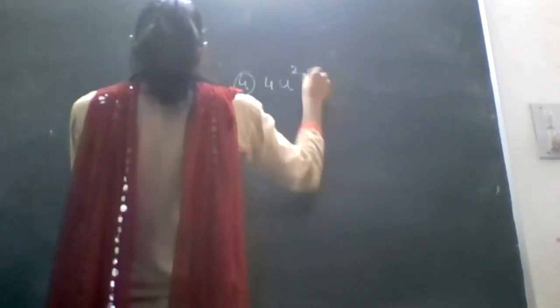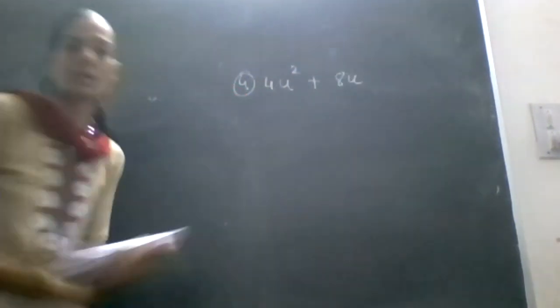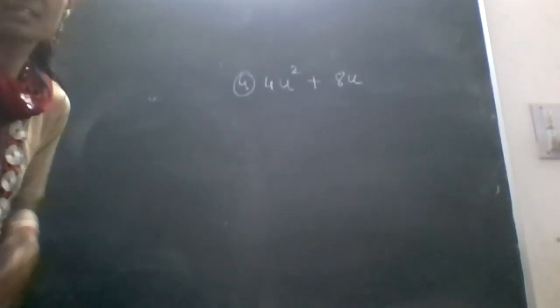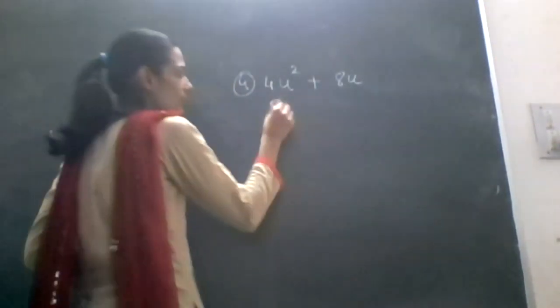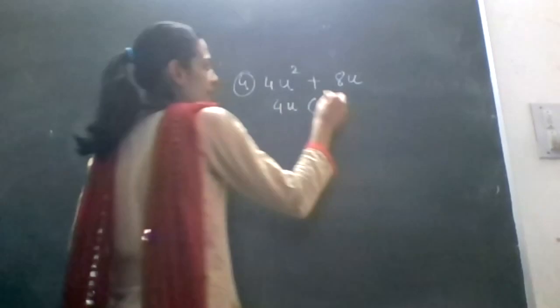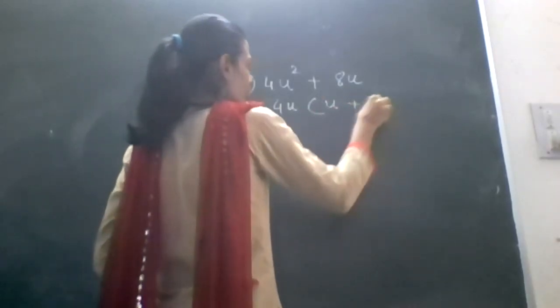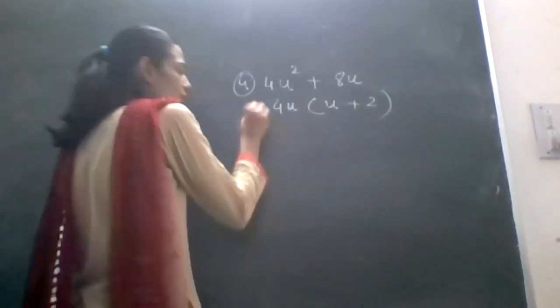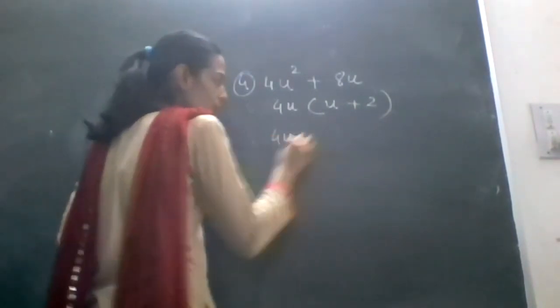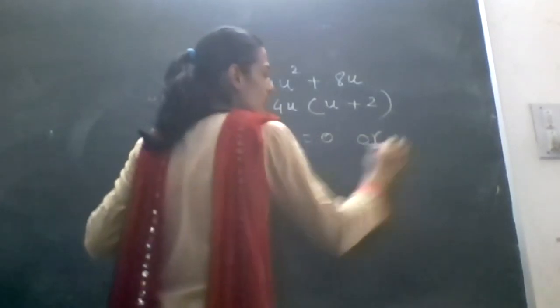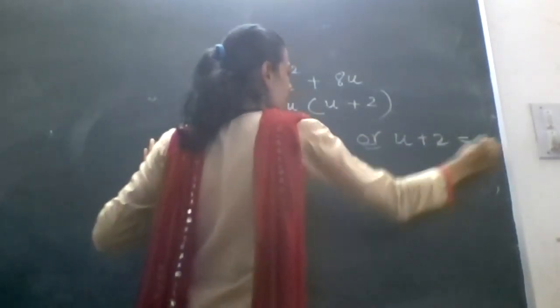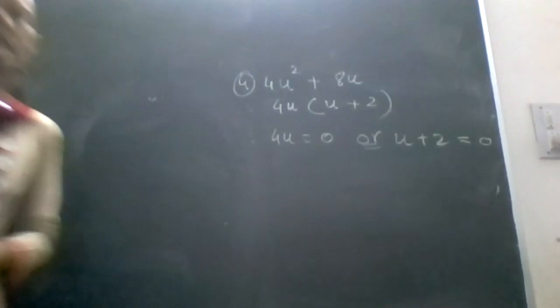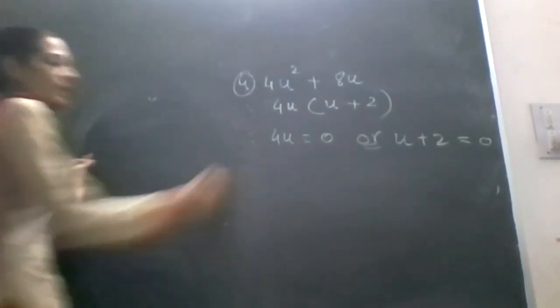So our question is fourth number, IV: 4u square plus 8u. So here what you have to do, just take out the common. From here you can take out 4u as a common and you will get u plus 2. Right? So what are your zeros? Your zeros will be 4u is equal to 0, or u plus 2 is equal to 0. Right? These two zeros only you will get.